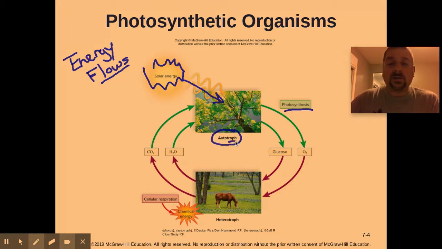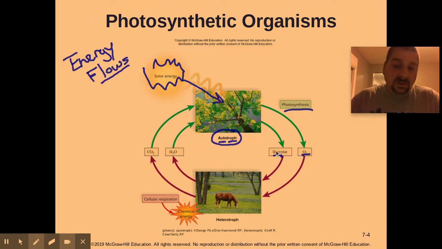I remember trough as something an animal eats out of. So what are you eating out of? If it's auto, you're making your own food to put in the trough. So they're spitting out glucose and O2 as products, which are taken in and eaten by the animals.